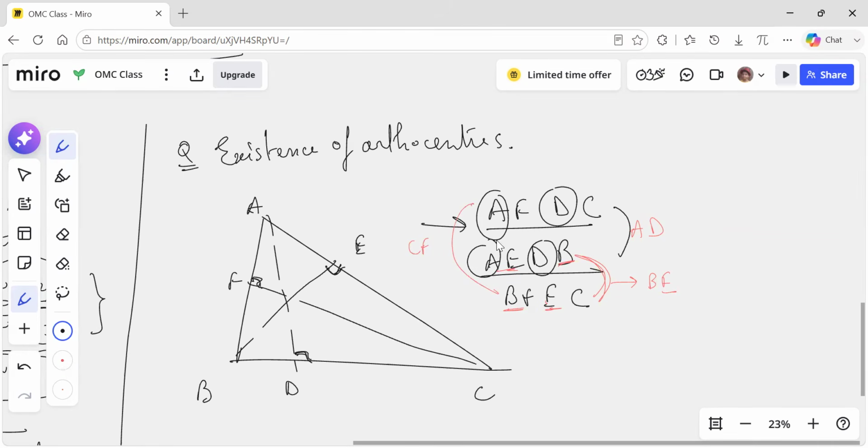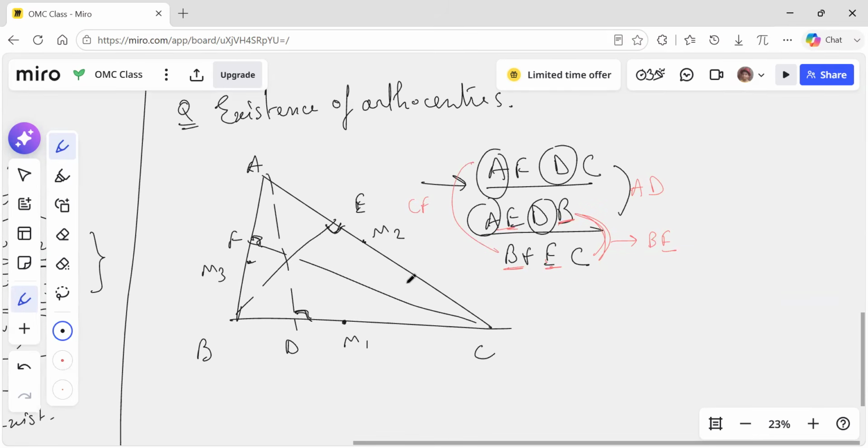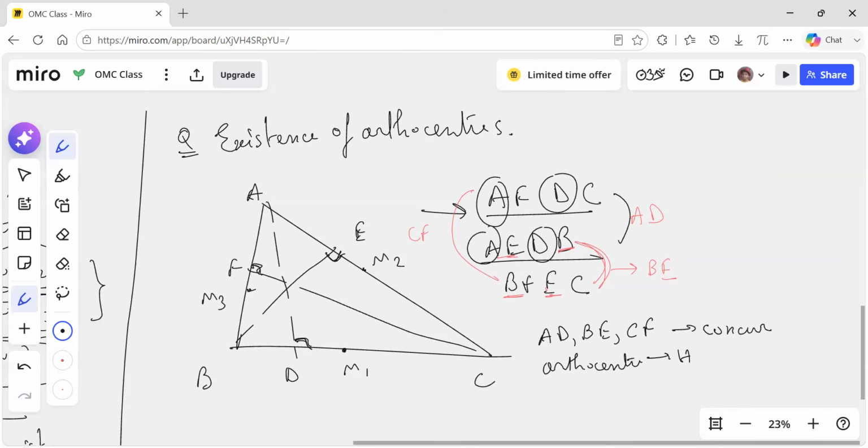And now since we have radical axes, and of course these centers are the midpoints, right? So the center of AFDC is M2, which is the midpoint of AC. The center of ABDE is M3, which is the midpoint of AB. And the center of BFEC is M1, which is the midpoint of BC. So these midpoints can never be collinear. So the radical center must exist, and hence AD, BE, and CF must concur. And we fondly call it the orthocenter, denoted by H.